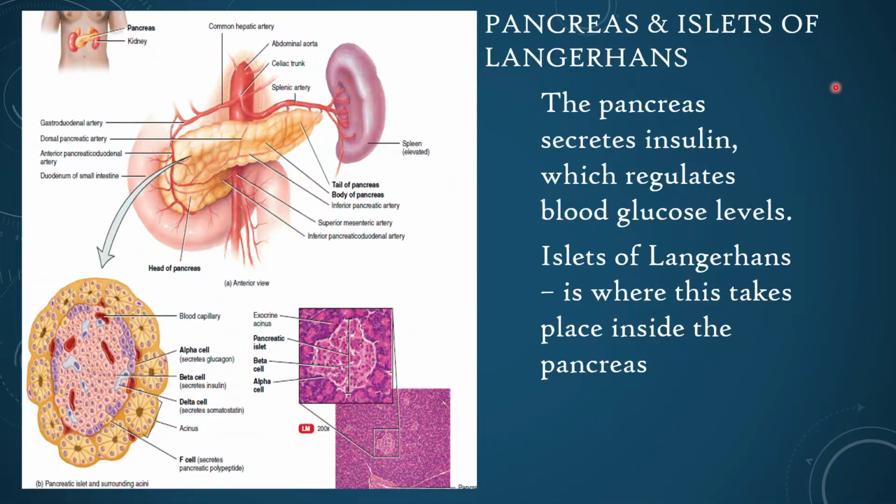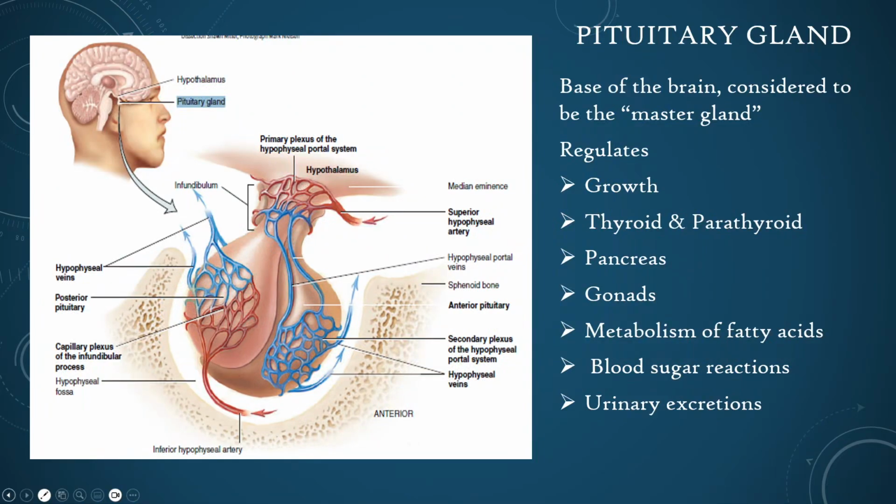Remember the pancreas, the islets of Langerhans. The pancreas secretes insulin, which regulates blood levels. Inside the islets of Langerhans is where this takes place, inside the pancreas. Here we have the pituitary gland. It helps regulate growth, thyroid, pancreas, etc.